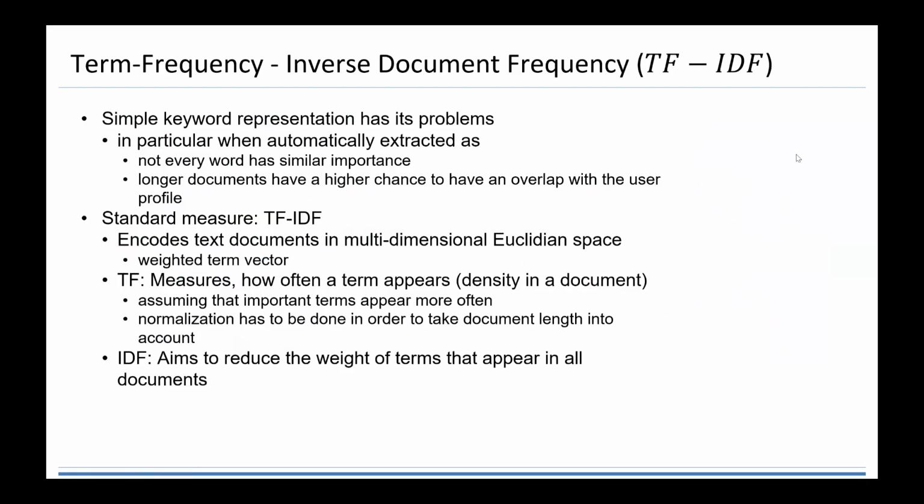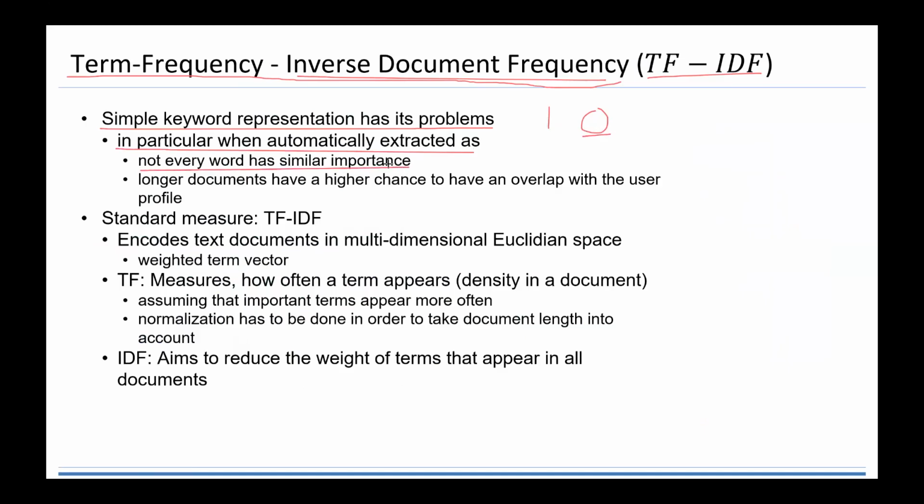Another way to calculate the similarity is using TF-IDF. TF-IDF means term frequency inverse document frequency. Simple keyword representation has its problem. It means we use only whether the keyword appears or does not appear. For example, if the keyword appears, we put 1. If the keyword does not appear, we put 0. If we just put 1 or 0, it has a problem, in particular when keywords are automatically extracted, as not every word has similar importance.